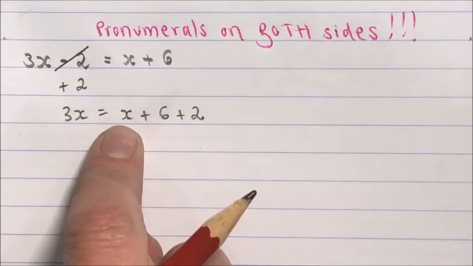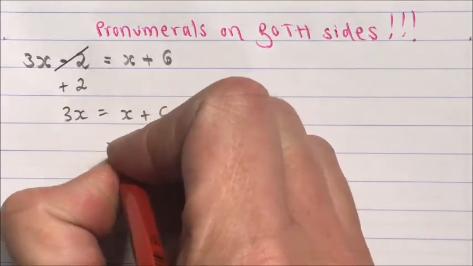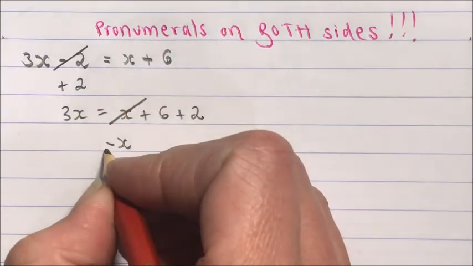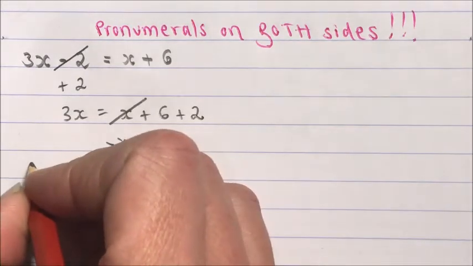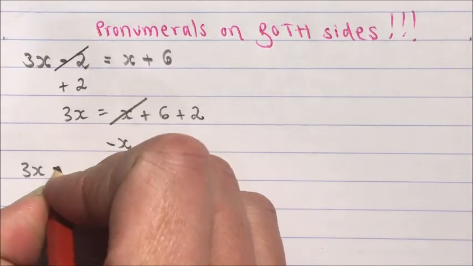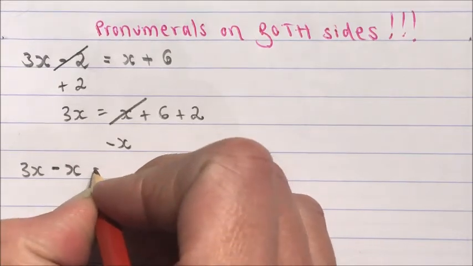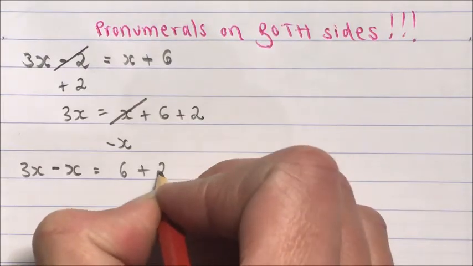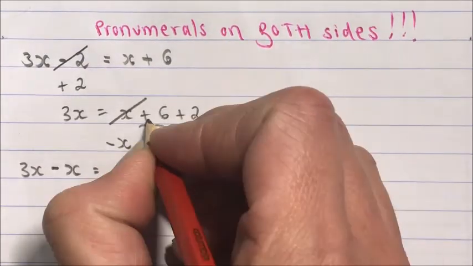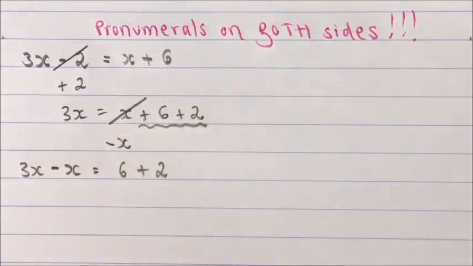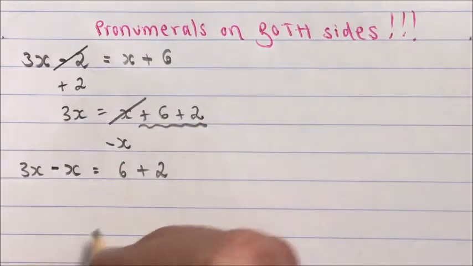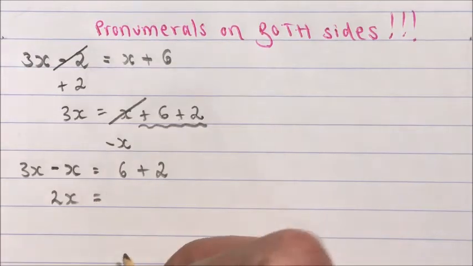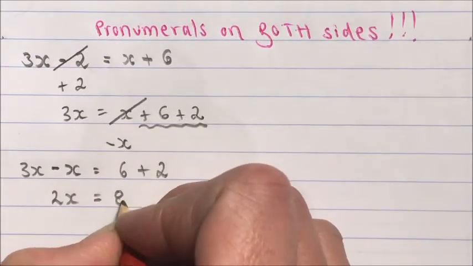So to get rid of positive x, I need to take away an x. All right, and then you're gone. So this time, on the left-hand side, 3x, take x away from here. And I end up with 3x minus x equals positive 6 plus 2. Don't forget, we've got to look at the sign that comes with the numbers and the letters. So 3x minus x equals 2x, and that is equivalent to 6 plus 2, which equals 8.